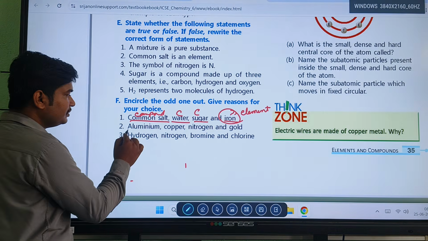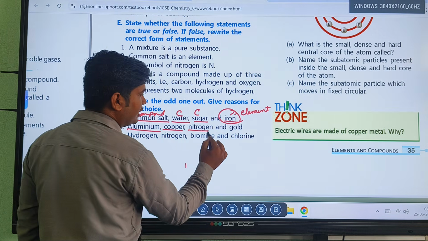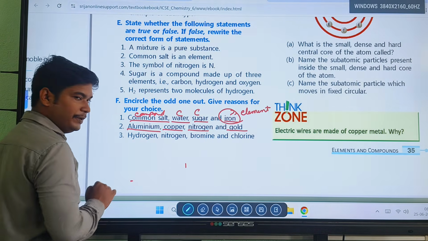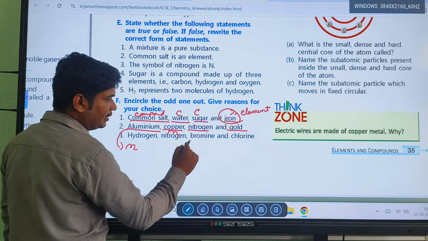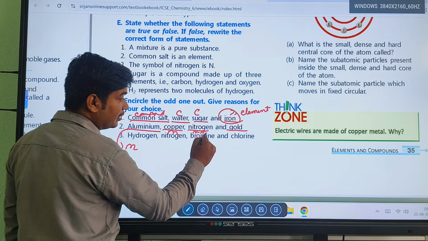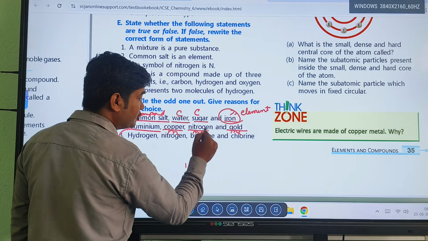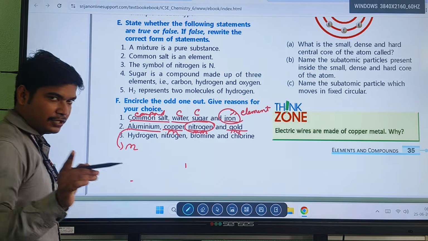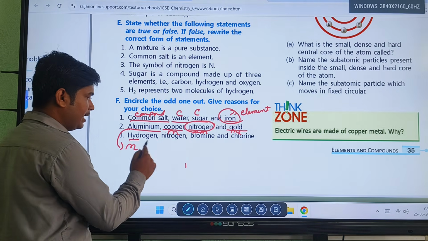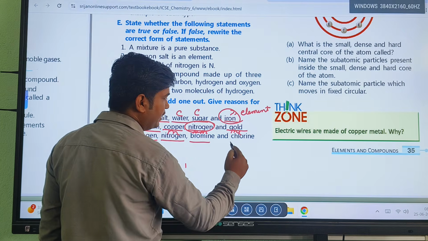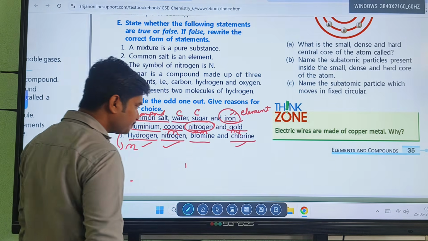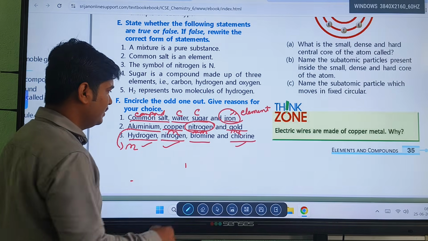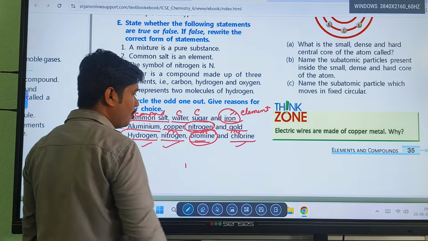Now, aluminium, copper, nitrogen, and gold. Aluminium is a metal. Copper is also a metal. Nitrogen is a non-metal. And here gold is also a metal. So which one is odd? Nitrogen is odd. Okay. Now here hydrogen, nitrogen, bromine, and chlorine. Hydrogen, nitrogen, and chlorine are all three gases. But bromine is not a gas. So this is the odd one.